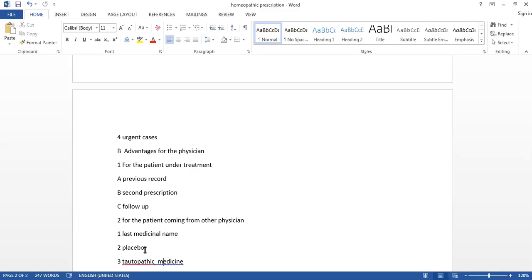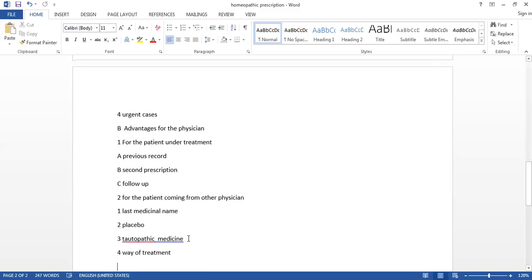Third thing is that if the patient comes from allopathic treatment, this may develop certain adverse effects, so the medicine lastly taken by the patient should be known from the prescription. Whether he has taken an antibiotic, or analgesics, or a multivitamin, or some injection, all this information you will get from this prescription.